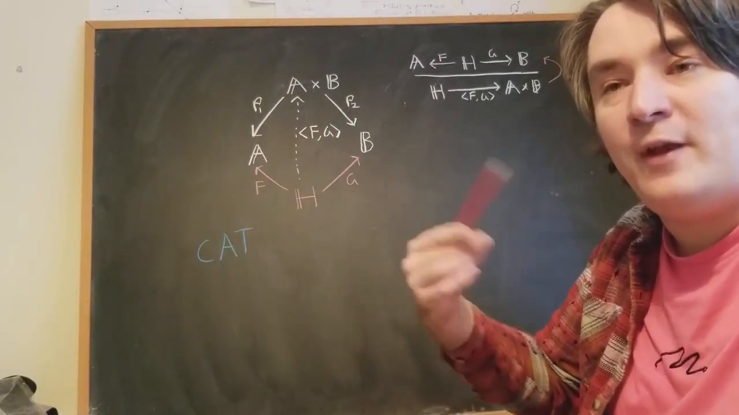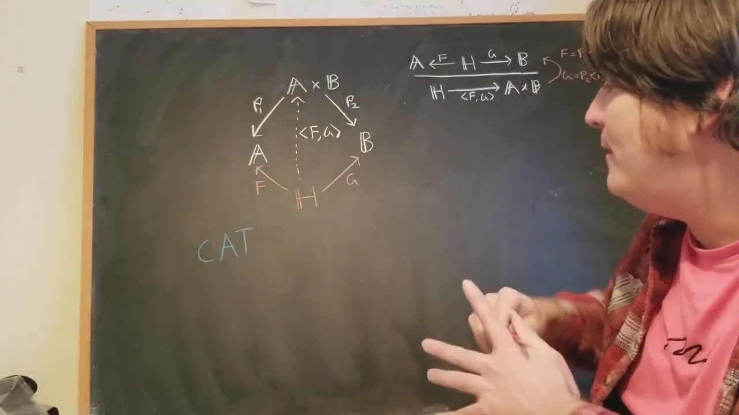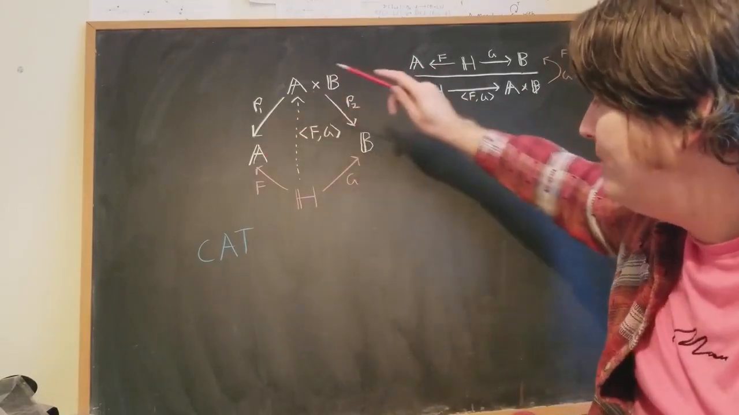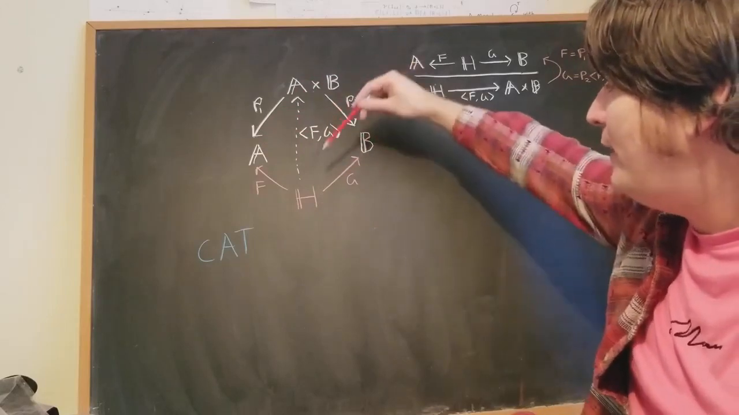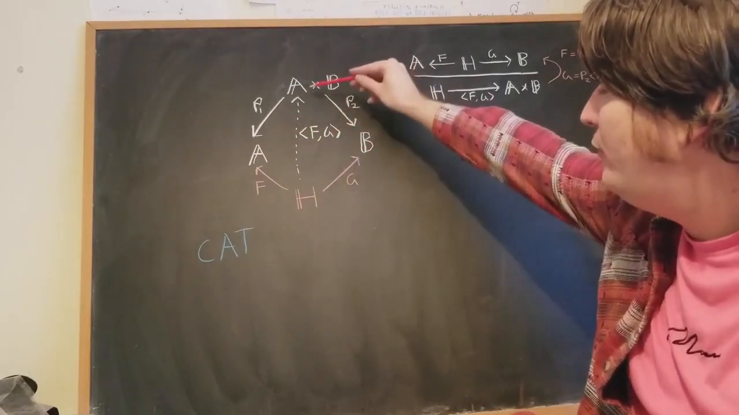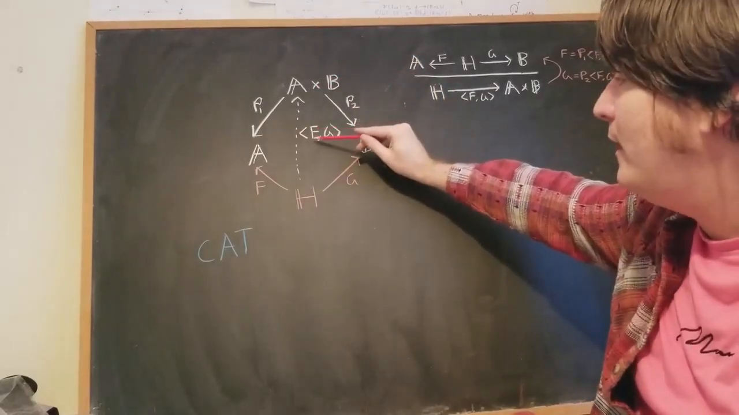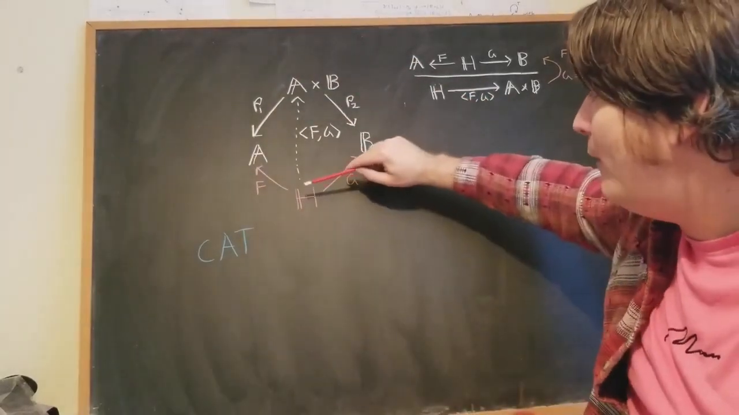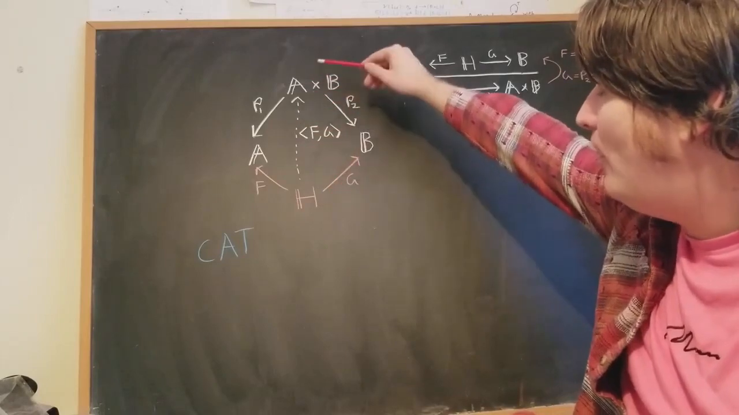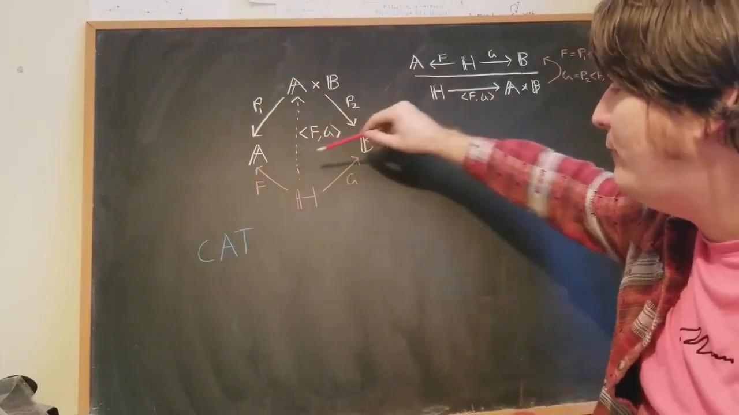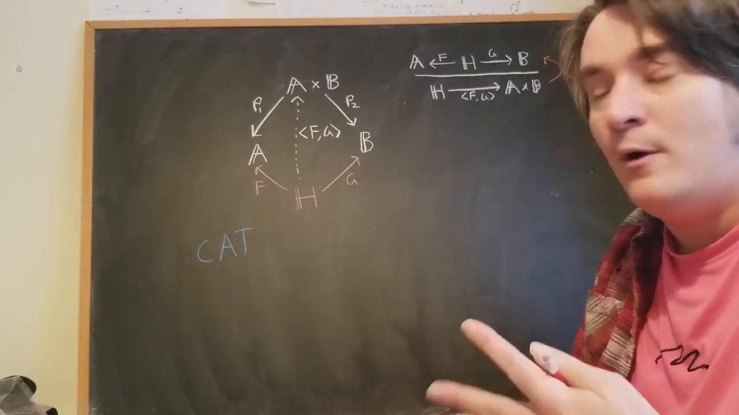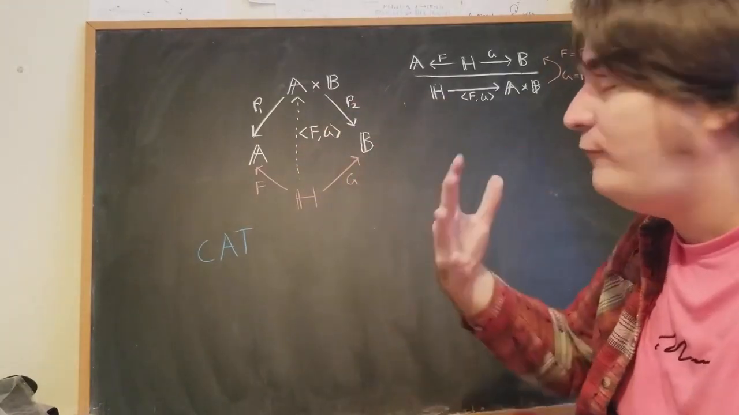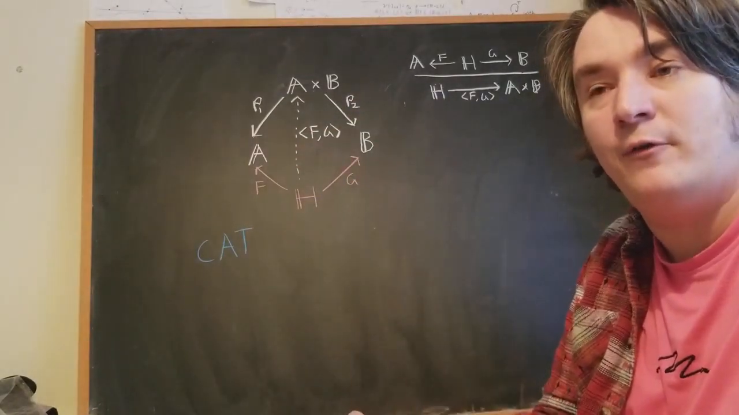What special properties does it have? Well, the only property it has to have is that for any object H, which has an arrow F into A and an arrow G into B, there exists a unique arrow from H to A times B, which I'm calling (F, G), which makes this diagram commute. Okay, so there may be many arrows from H to A times B, but there's only one which makes this diagram commute for this F and G. And this is so for any product candidate H. All right, so that's the definition of the categorical product in general.